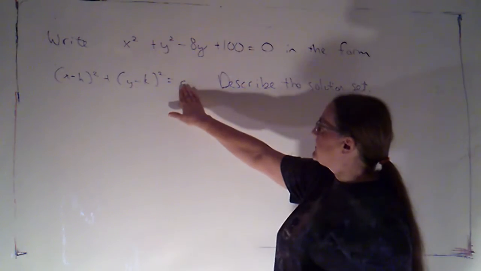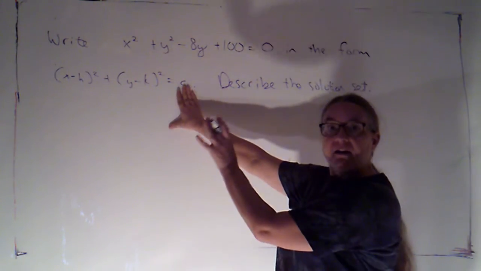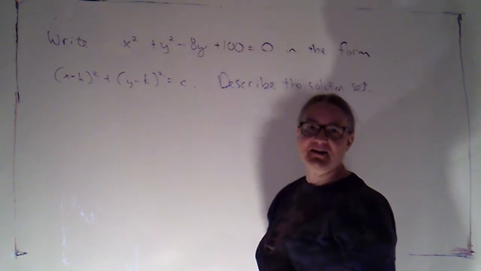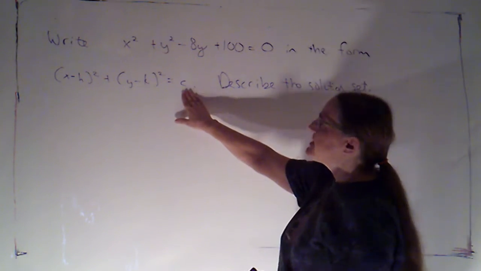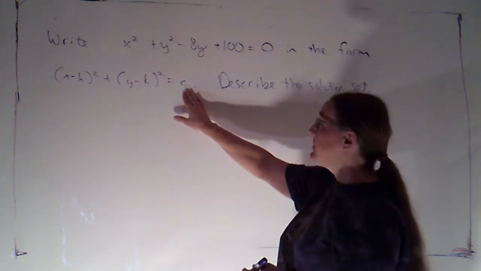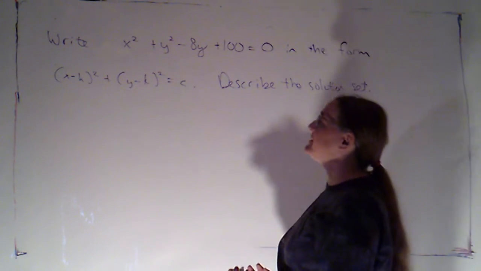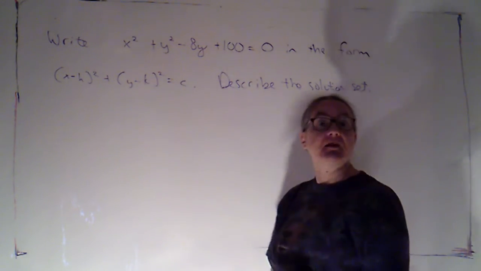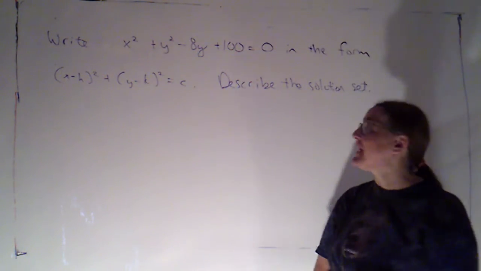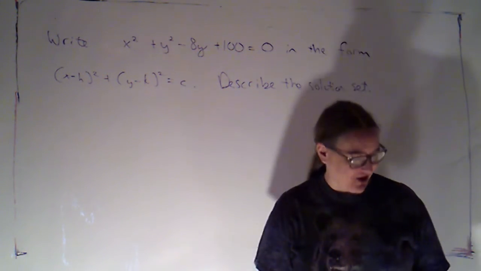So what that means is if c is a positive number, we're getting a circle. Give me the center and the radius of the circle. If c is 0, as we saw in the last example, we're getting a single point. Tell me what that point is and that that's the only solution. And if c is negative, we're getting no solution, and tell me that. Okay. So pause the video, give this one a shot.